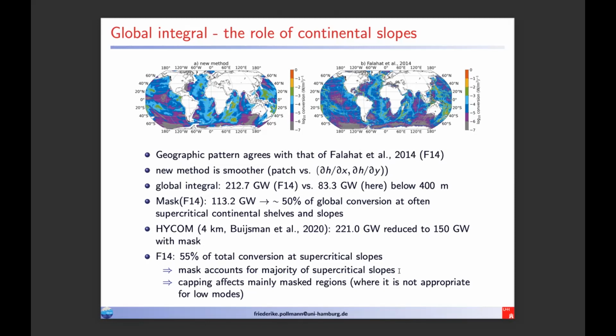So, well, the bottom line is really that we need to figure out how to treat continental shelves and slopes in linear theory estimates of internal tide generation. And if anyone has a good idea, I'd be super interested to talk about this.